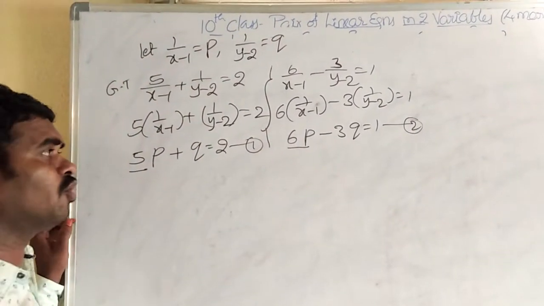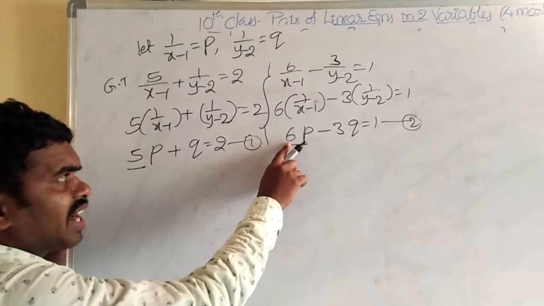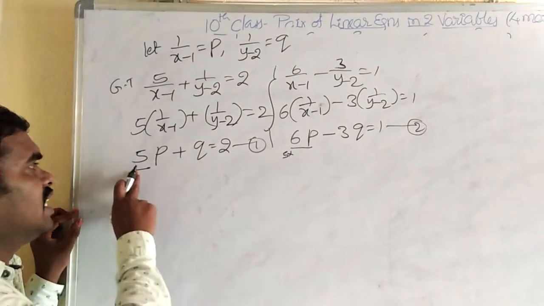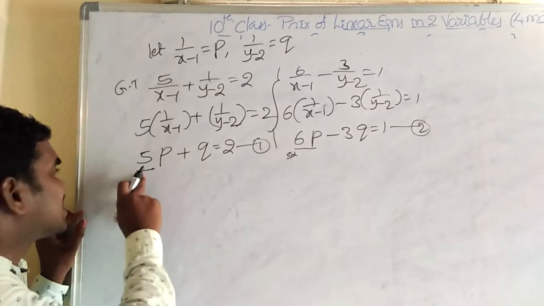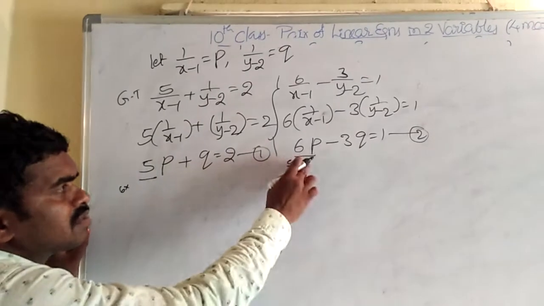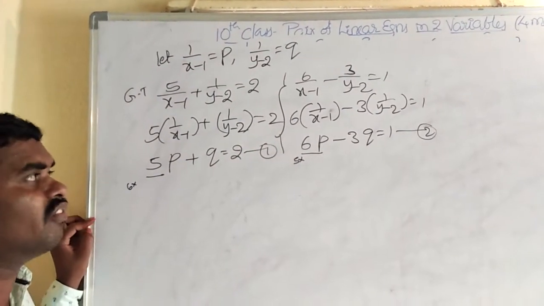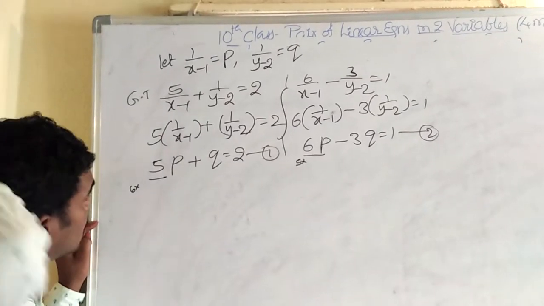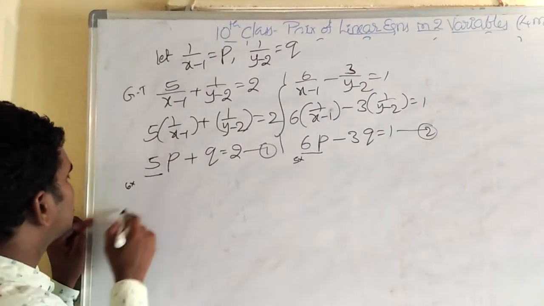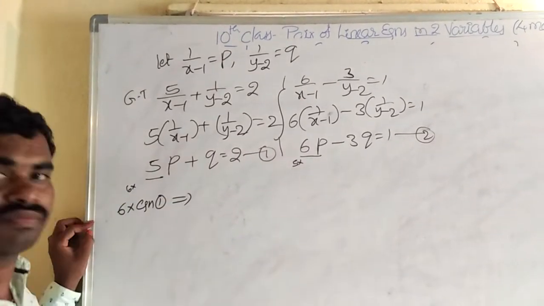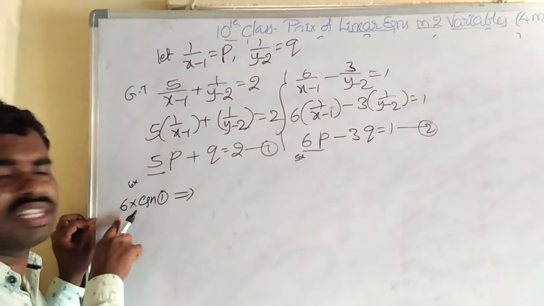How can we equate both? If you multiply with this 5, it becomes 5 into 6, 30. Here 5 is there, so multiply with 6. 6 into 5 becomes 30. So it becomes 30, it becomes 30. After subtracting, these two terms cancel. Okay? See, first equation multiply with 6. So equation 1 is going to be multiplied with 6.